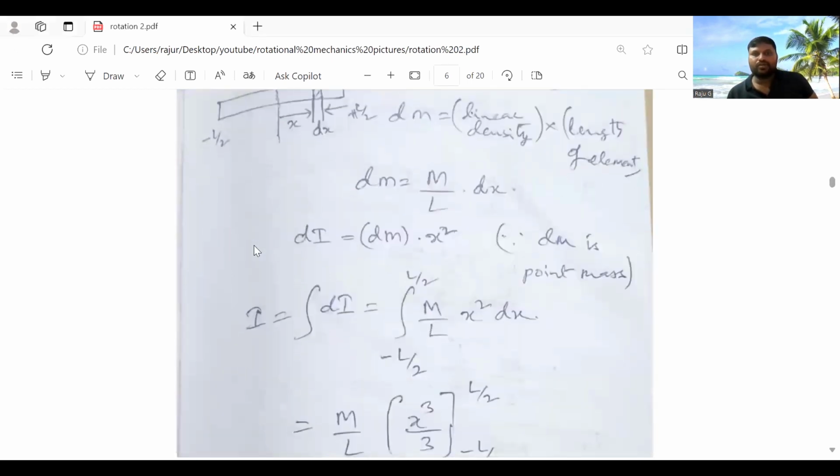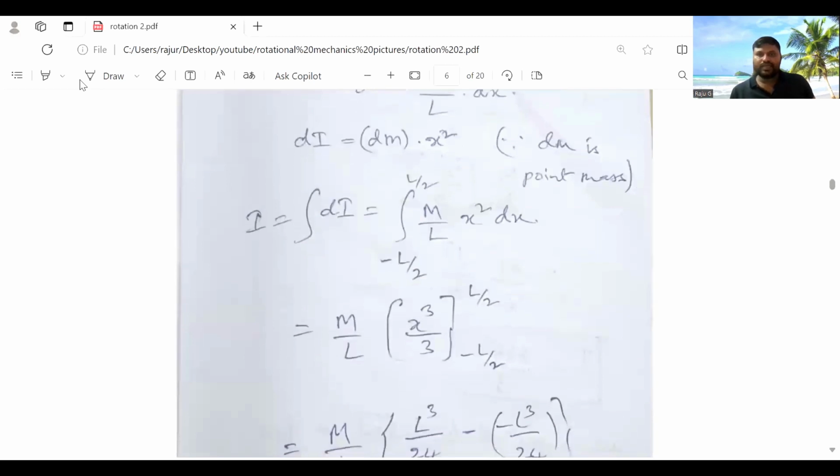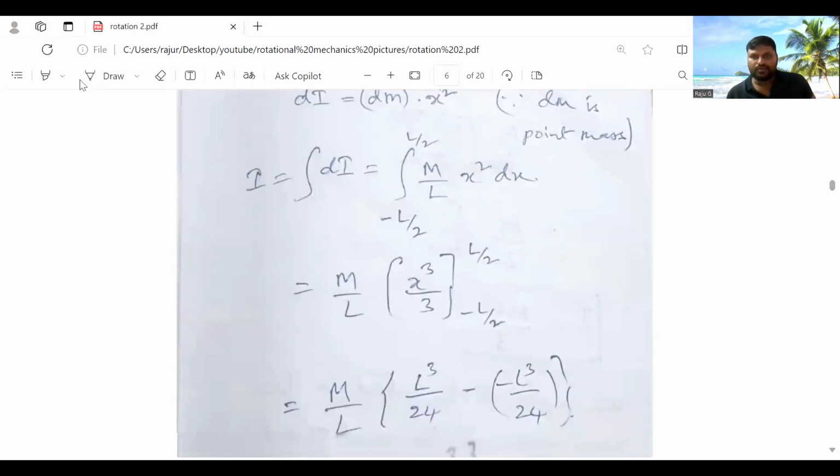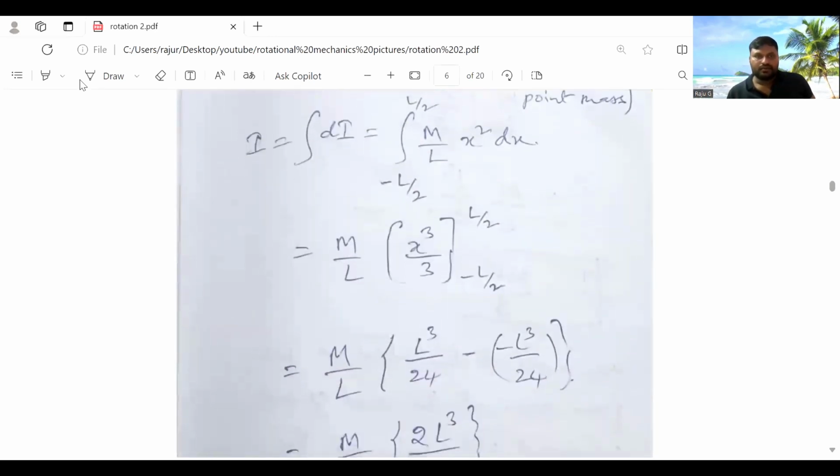Then we will get dI is equal to dm into x square. dm into x square is dI. So if we integrate this dI, we will get the entire moment of inertia of the rod about the given axis. Now just substitute the dm value. And what are the integration limits? Here x is varying from minus L by 2 to L by 2. We substitute them. Here we will get the integration of minus L by 2 to L by 2.